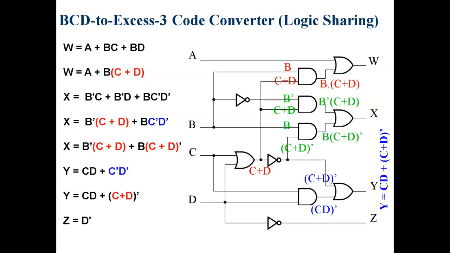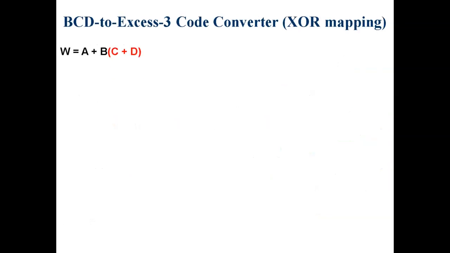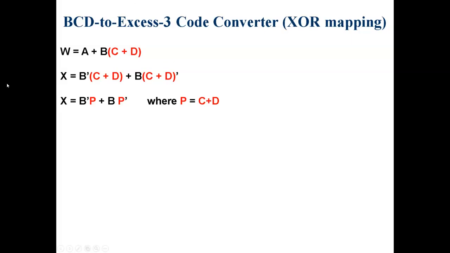Okay, now I'm using another method, called the mixed gate approach. So we find the expression for W, then we find the expression for X. Let's assume this C plus D is P. Then what is B bar P plus B P bar? Which gate is this? XOR. So we can write X is equal to B exclusive OR P.